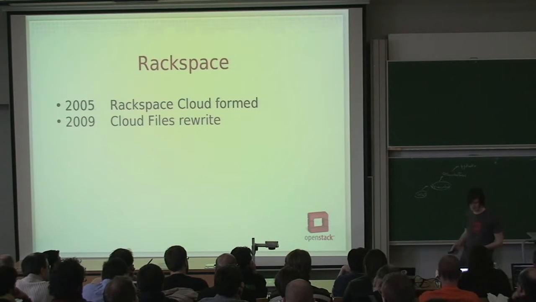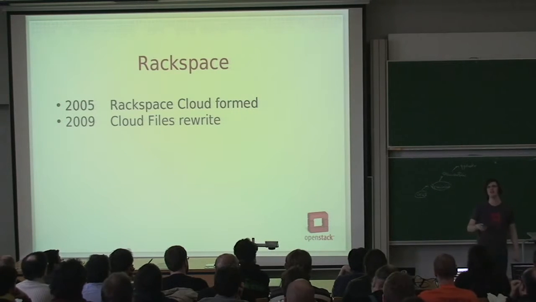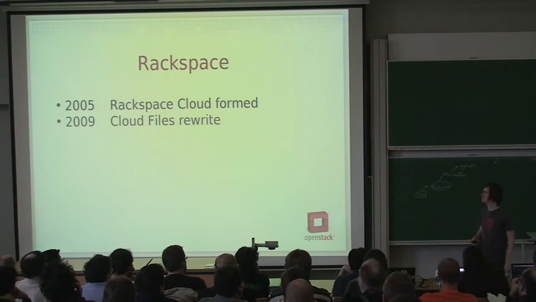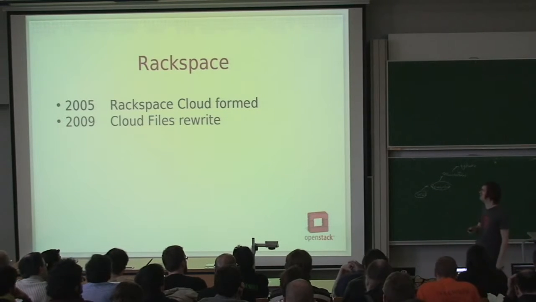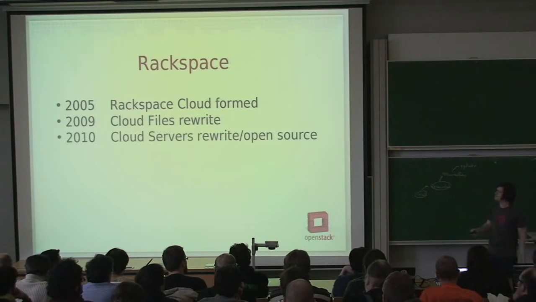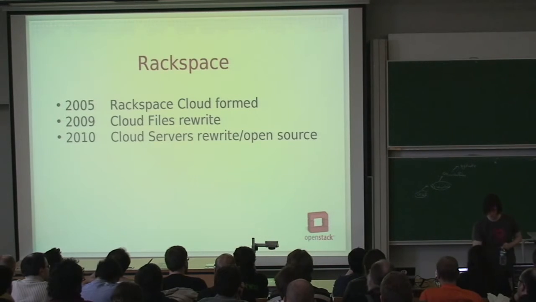So in 2009, Rackspace decided to rewrite the whole thing, cloud files at least. They started that in late 2009, and that finished around March or April 2010, put into production in May or something like that. Right. And in 2010, they also decided to rewrite cloud servers, and at the same time decided that they're going to open source the whole thing.